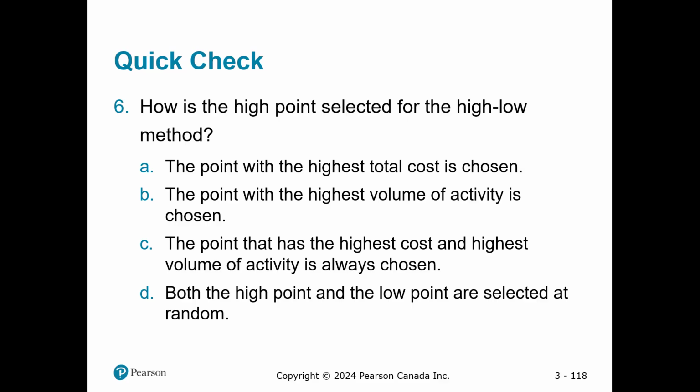6. How is the high point selected for the high-low method? A, the point with the highest total cost is chosen. B, the point with the highest volume of activity is chosen. C, the point that has the highest cost and the highest volume of activity is always chosen. And D, both the high point and the low point are selected at random. And we know the answer is B, the point with the highest volume of activity is chosen. Remember, the activity, the cost driver, is what drives the costs. So we always use the activity to choose the high point.